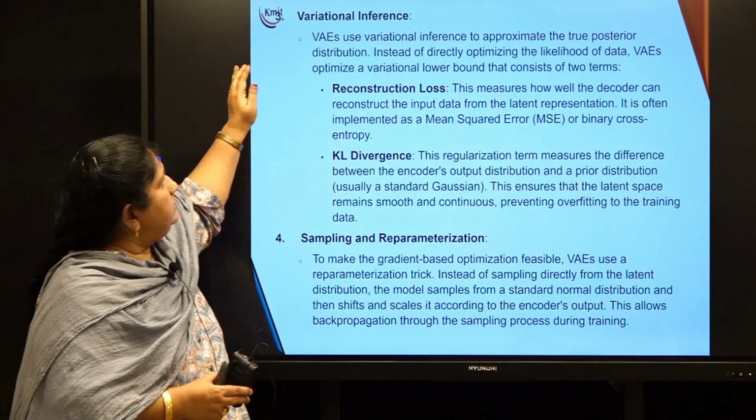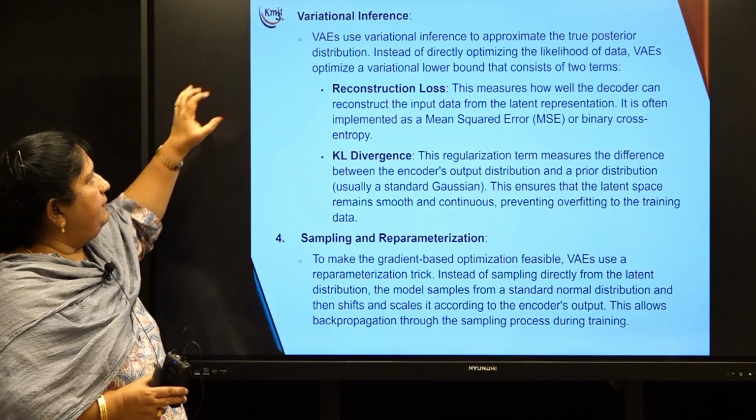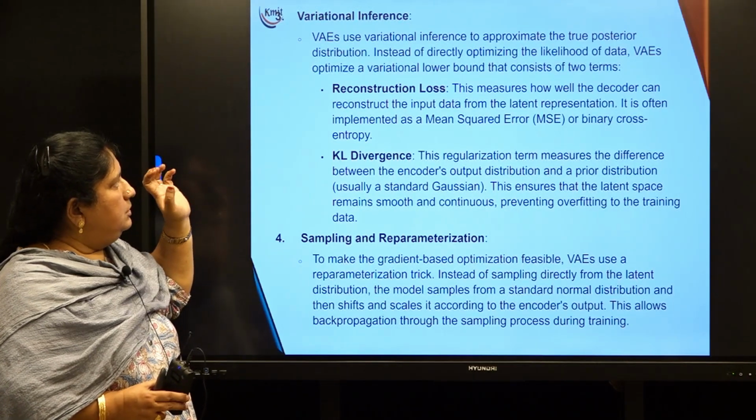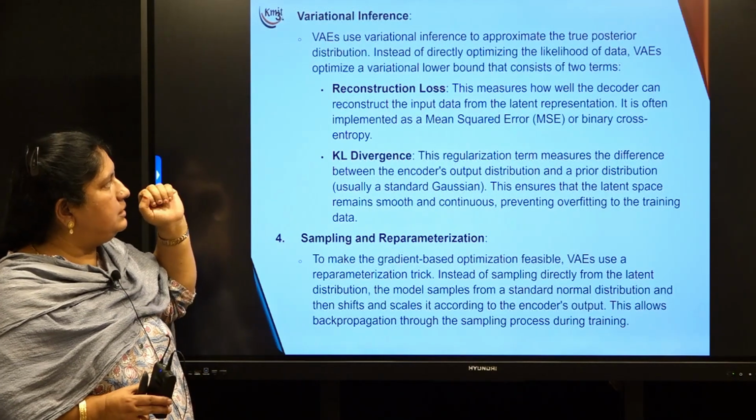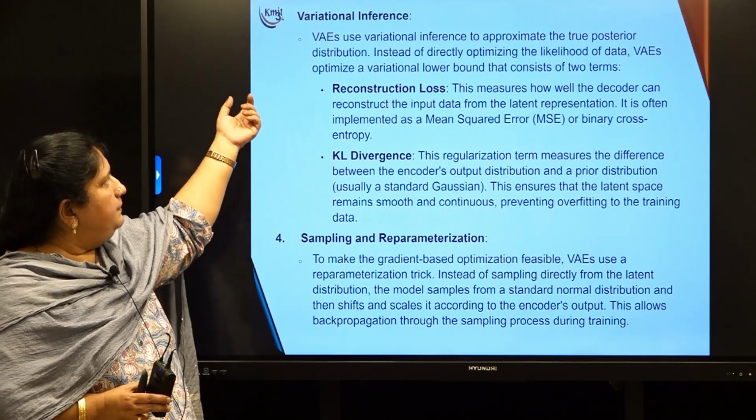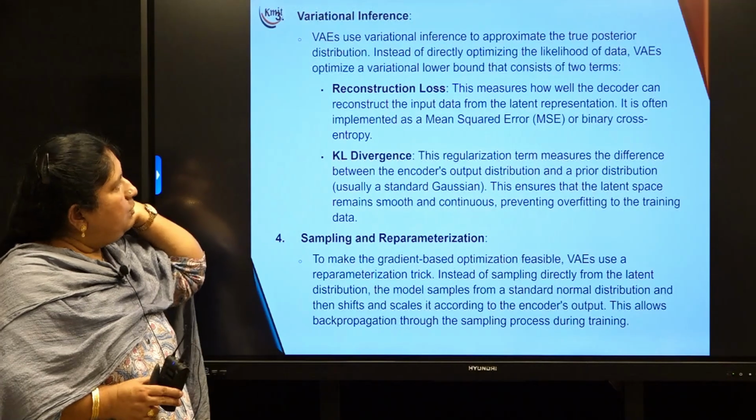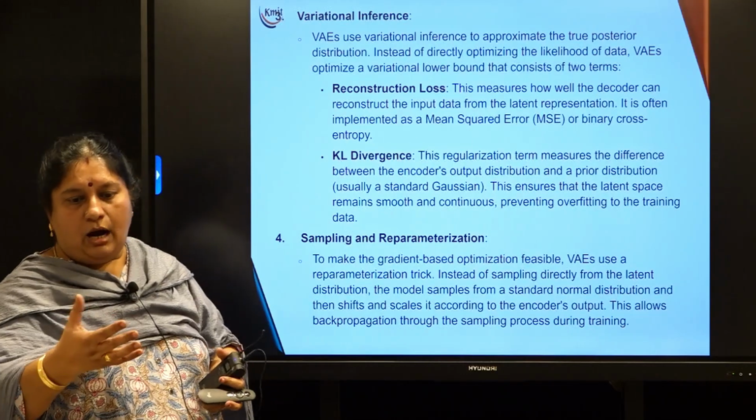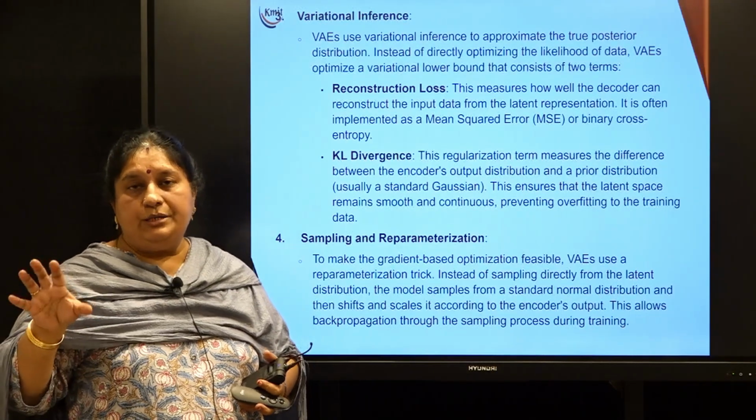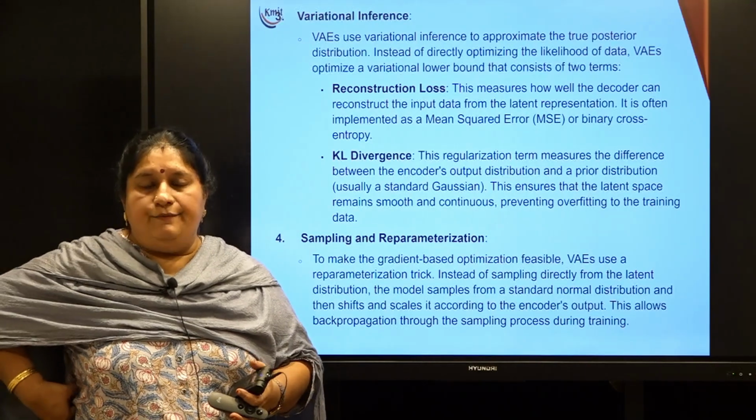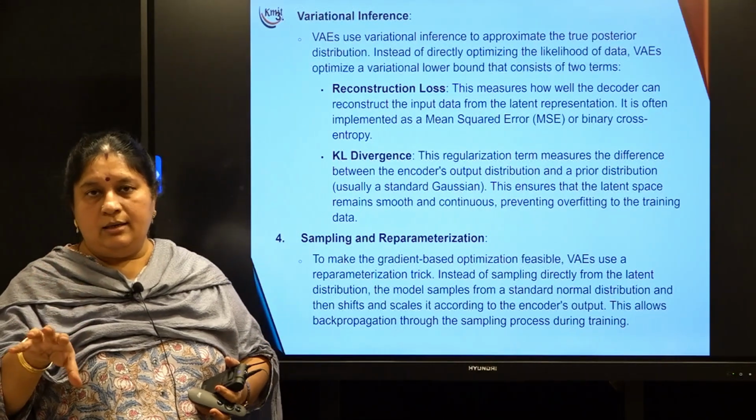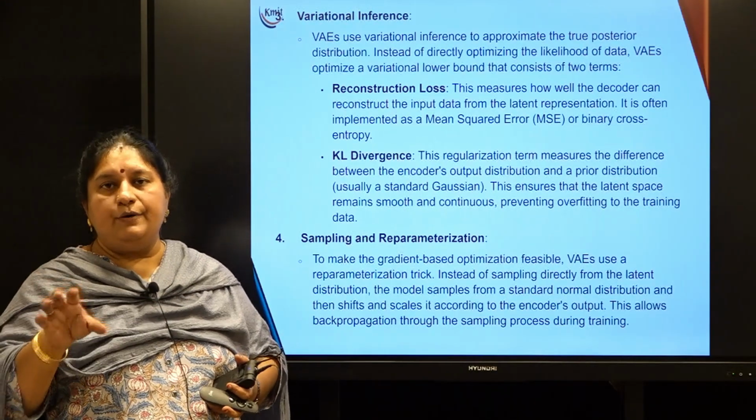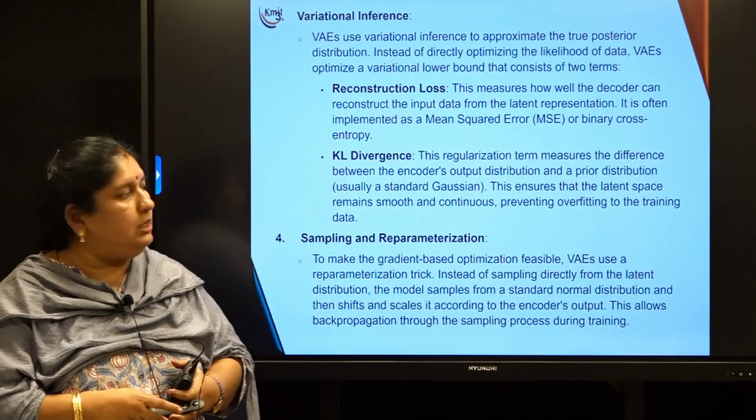Then what is variational inference? Whenever we work with variational autoencoders, they work with variational inference, which will try to approximate the true posterior distribution. What do you mean by posterior distribution? Whatever output we take from the autoencoder, I am trying to write it into a distribution space wherein I am not losing the original data. At the same time, I am trying to avoid the unnecessary details and give a continuous distribution of the input data.